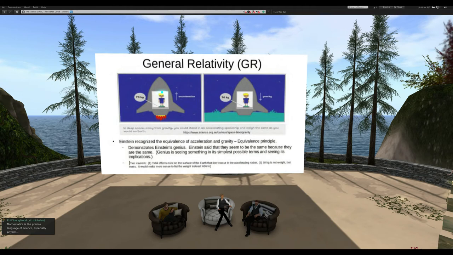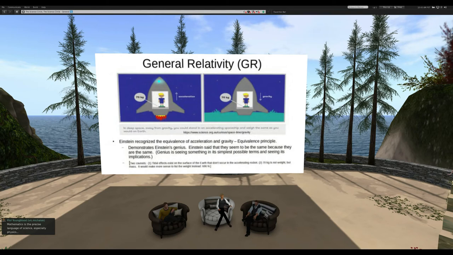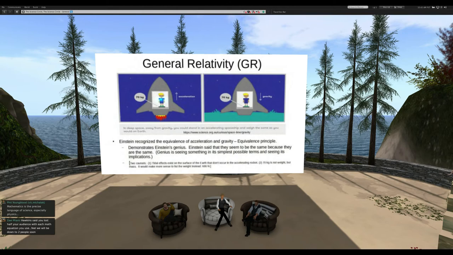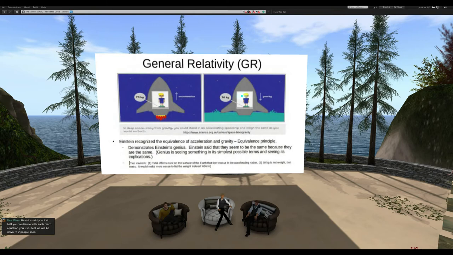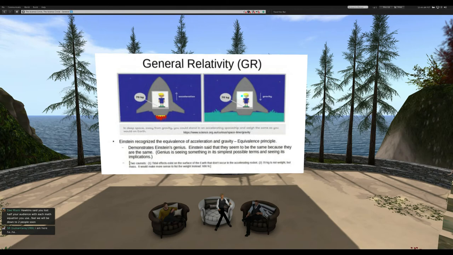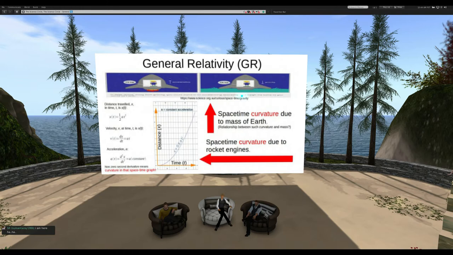So Phil already mentioned the equivalence principle. Imagine that you're standing in this rocket with the rocket engines going, accelerating upwards at 1G. So you feel like you're on the surface of the Earth. You're pressed down with a force of 1G, with your regular weight. If you're standing on the surface of the Earth in that same rocket, you can't tell the difference between these two, which isn't quite true, but it's close enough. And this is Einstein's genius. He said that they seem to be the same because they are the same. And that's what genius is, seeing something in its simplest possible terms and the implications of that.